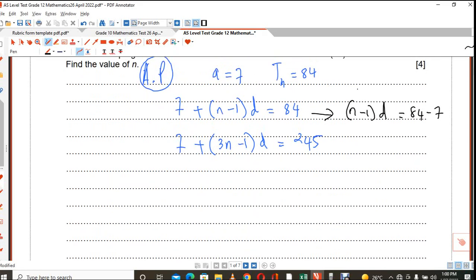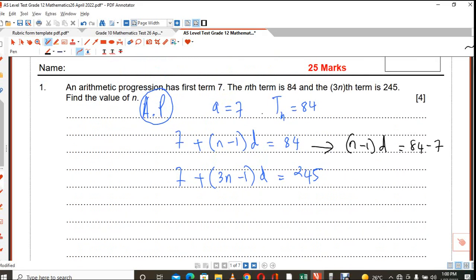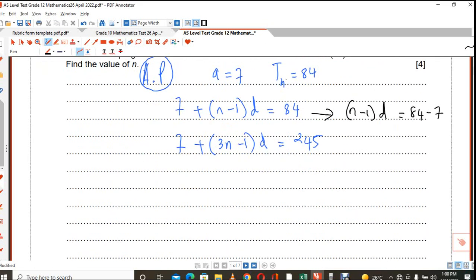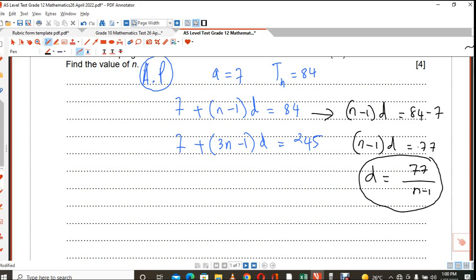You understand what I'm saying here? Because that is in order for me to find that. 84 minus 7, that gives you what? Gives you 77. So that becomes n minus 1 d is equal to 77. So you can make this as d equals to 77 over n minus 1. That is okay. There are many ways that you can do that.